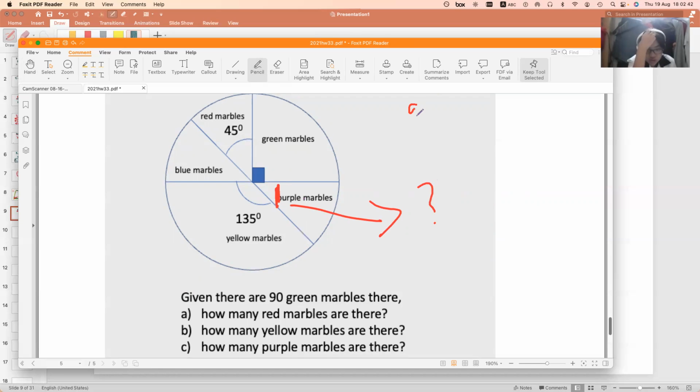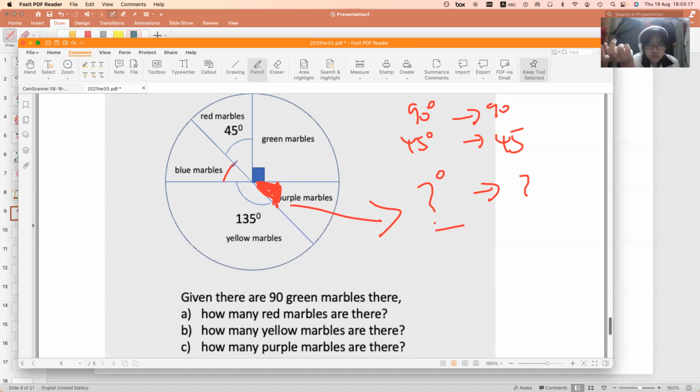Just now, the question says 90 degree is 90. 45 degree is 45, right? Now, they want to find out what is purple. So that means you need to find out what's the degree first. Yeah. So what is the degree here? This is purple. So what is the degree here? You don't look at your work, you look at my screen. Yeah, take 360 and minus everything to get the purple marble.